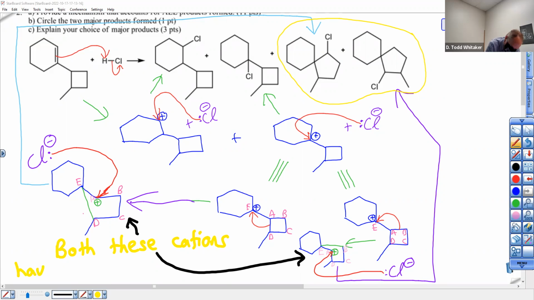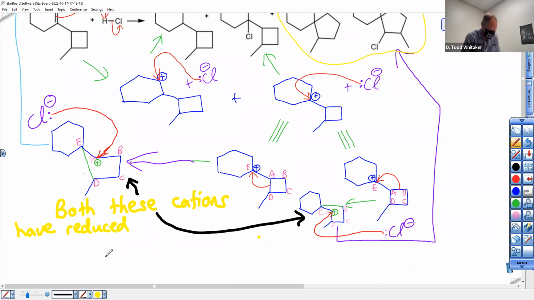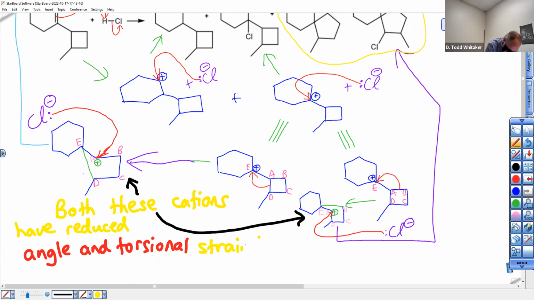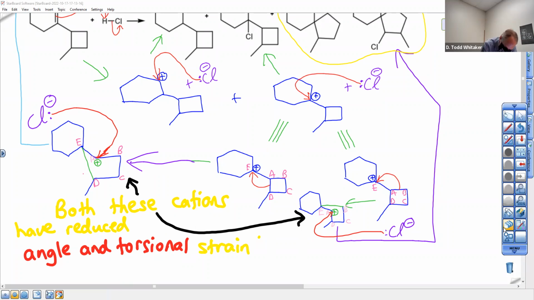Have reduced. What are the magic words? They're pretty new for us. Angle and torsional strain, exactly. Okay. That's my explanation for B, I think.